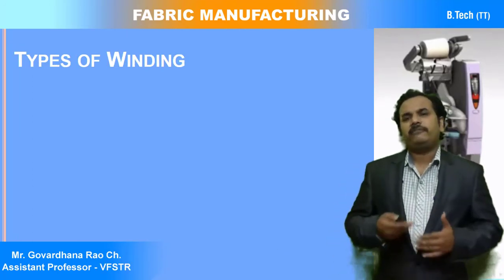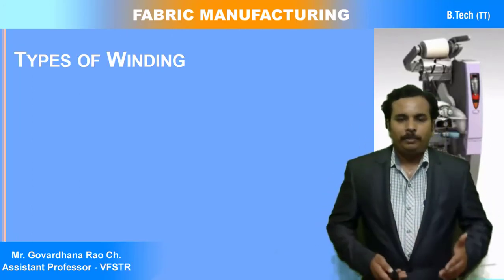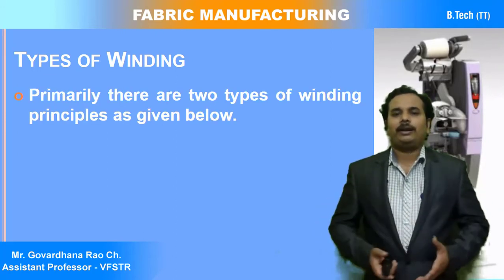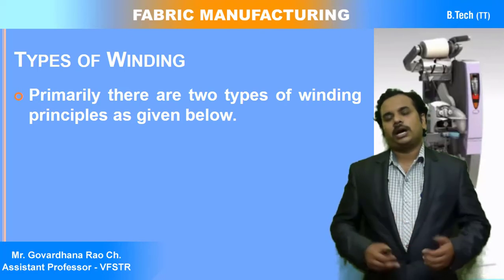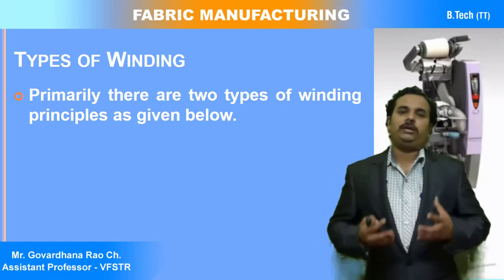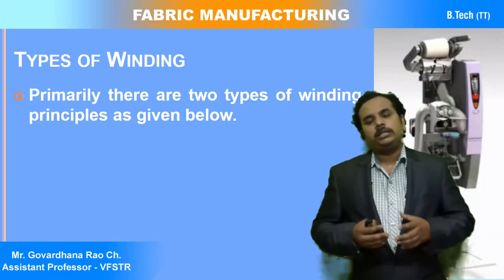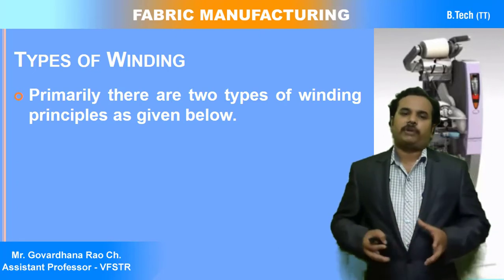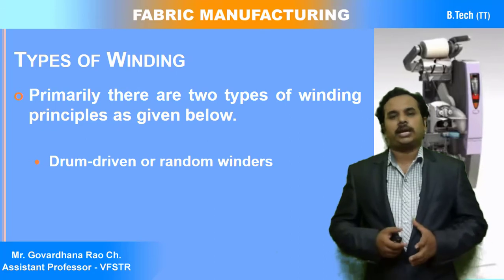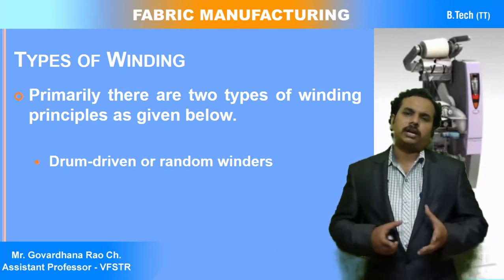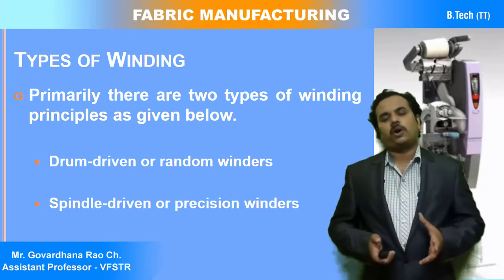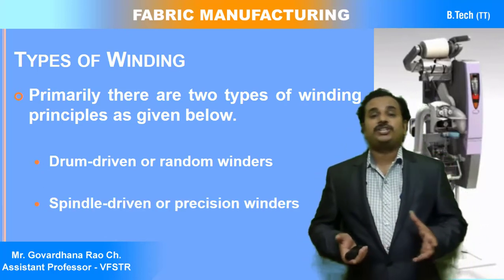There are different types of winding machines available. These types are categorized by how the yarn is wound and what mechanism is available in the winding machine. Primarily there are 2 types of winding principles as given below. One is drum driven, or we can call it a random winder, and the second is called spindle driven or precision winding machine.